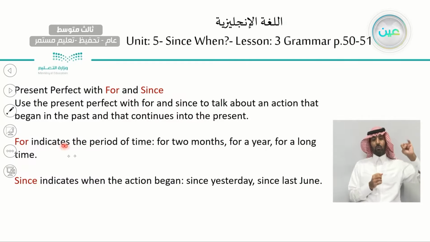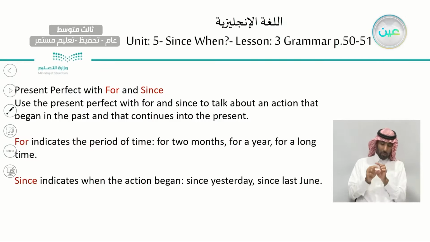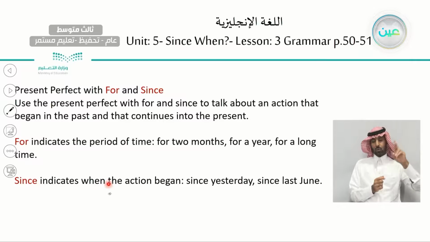For indicates the period of time, the duration of the action, like for 2 months, for a year, for a long time, for an hour, for 3 hours. So when you're talking about the duration, you use for. Since indicates when the action began, like since yesterday, since last June, since last Monday, etc. Okay, this is the difference between for and since.